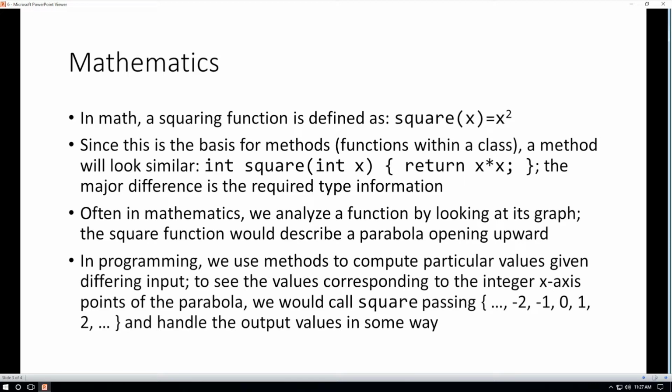The square method would look like int square, int x, curly brace, return x times x, curly brace. The major difference between the mathematical view and the programming view is the type information. If you took the int out in both places, it would be very, very similar. Now notice I don't have an exponentiation operator. I just take x and multiply it by itself.